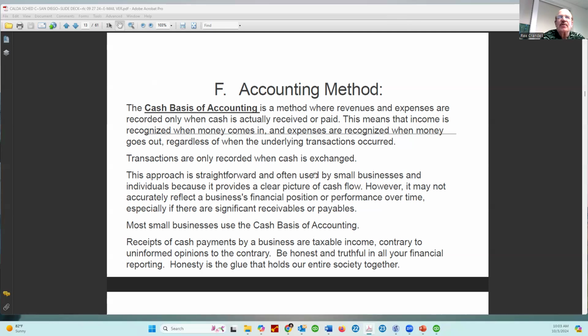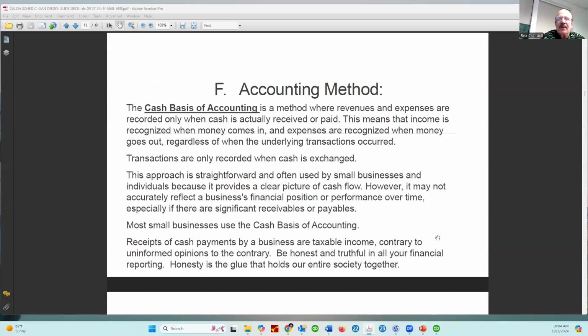So transactions are only recorded when cash is exchanged. The approach is straightforward and often used by small businesses and individuals. It provides a clear picture of cash flow. However, it might not accurately reflect the business's financial position or performance over time, especially if there are significant receivables or payables. Most small businesses use the cash basis of accounting.